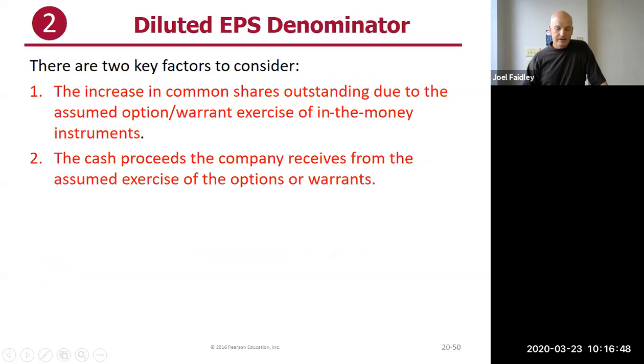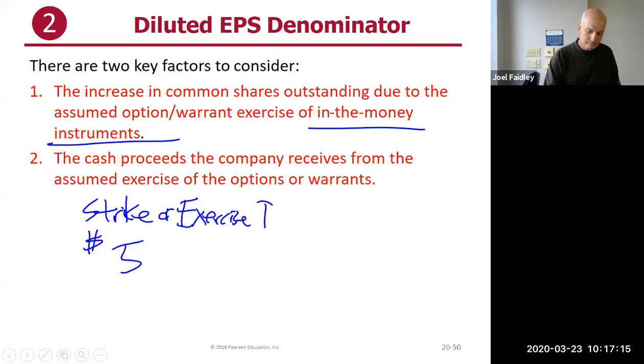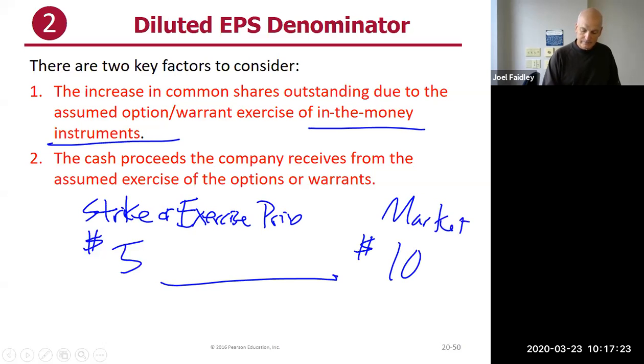The increase in common shares outstanding due to the assumed option warrant exercise of in-the-money instruments. Remember that last chapter we looked at, talked about the exercise price or the strike price, that let's say the strike price is $5 per share. And in the money says that the market price is above the strike or exercise price. If you got stock selling for $10 a share in the market, then what? This is in the money. Like that term? In the money.